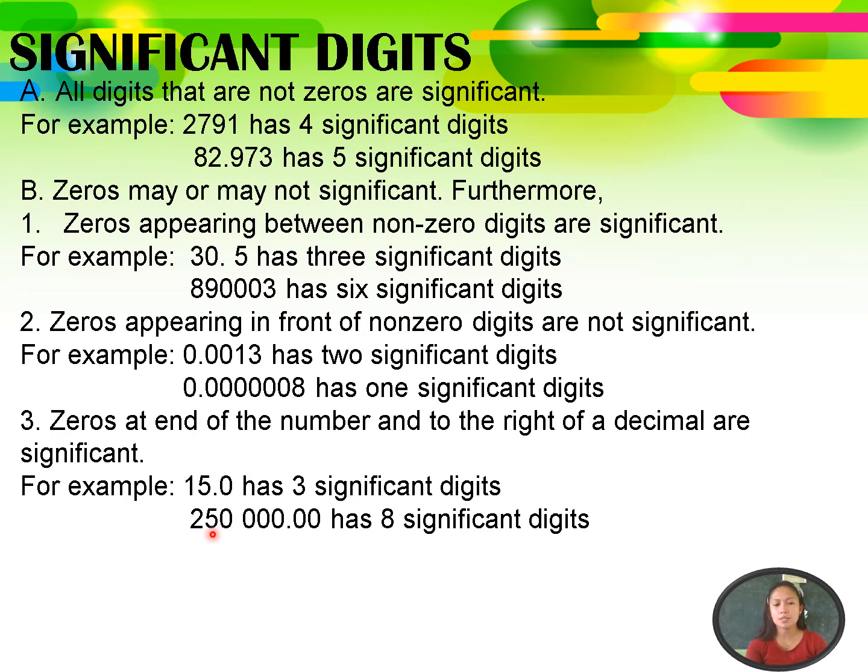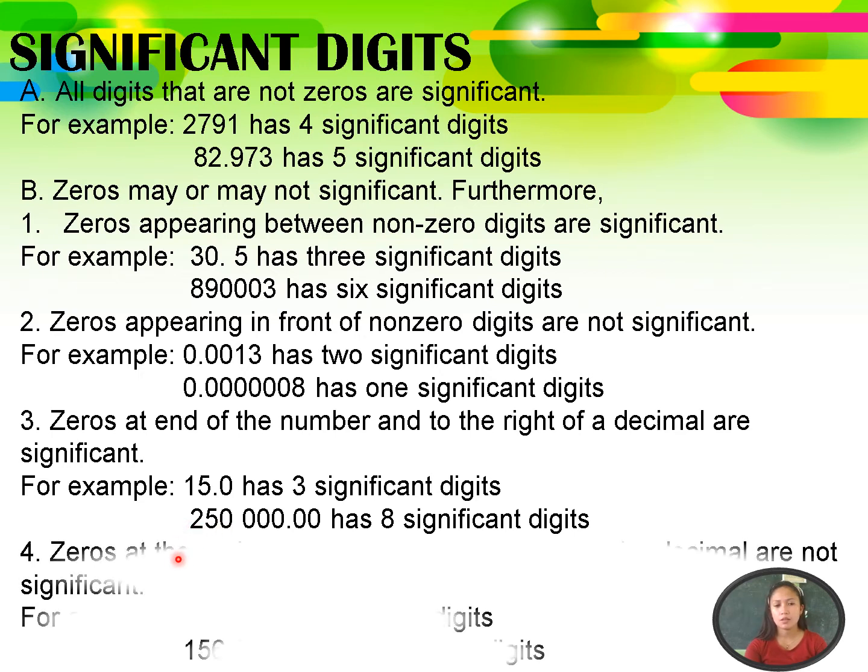For the second example, we have here 250,000.00. It has 8 significant digits, since the 2 zeros are located to the right of the decimal point. So we have here 1 and 2, 3, 4, 5, 6, 7, and 8.